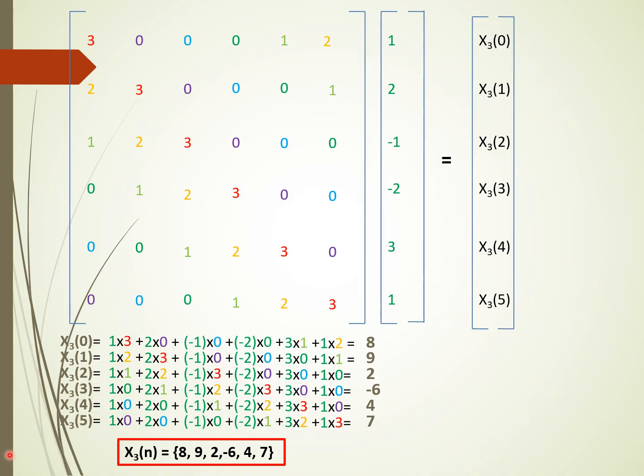So finally, the answer obtained using the matrix multiplication method is given by x3 of n equal to 8, 9, 2, minus 6, 4, and 7. So it is observed that the values we arrive at with the concentric circle method and the matrix multiplication method for this given problem are the same.